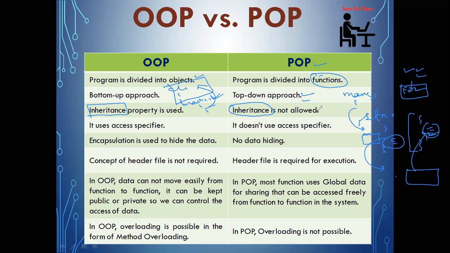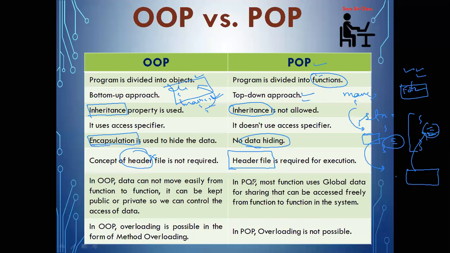Next, data hiding is not there. As you have been told, data hiding is not there in procedure-oriented programming; you can access any data, but encapsulation is used here for data hiding. In procedure-oriented programming, your header file has include stdio.h. All those things are a must. This is required. But in object-oriented programming language, the header file is not required.